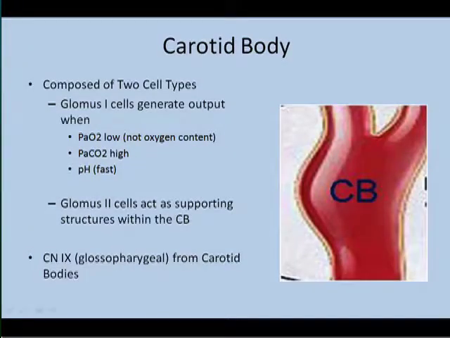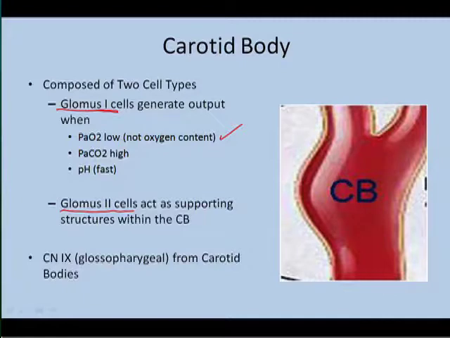The carotid body itself lives where the carotid artery bifurcates into the internal and external carotid artery. It is composed of 2 cell types conveniently referred to as glomus type 1 cells and glomus type 2 cells. Glomus type 1 cells generate output via cranial nerve 9 in response to low PaO2, high PaCO2, and low blood pH. Note that the response to hypoxia is determined by the PaO2 and not blood oxygen content. So, for example, an anemic patient with a normal PaO2 won't necessarily hyperventilate.